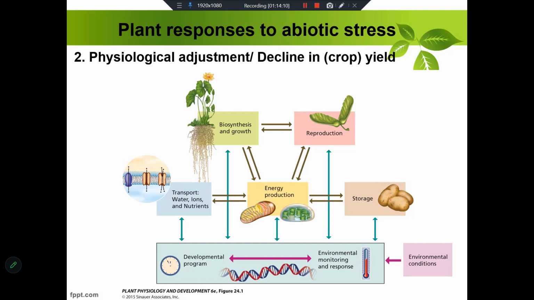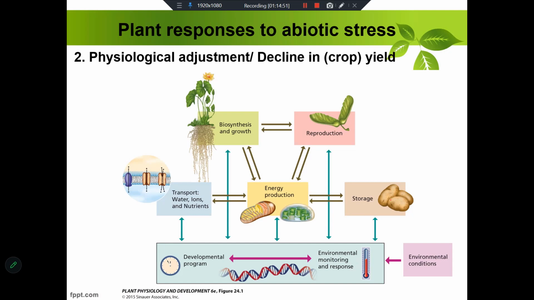So what is the most important thing for a living organism is the continuity of the species. To reproduce, that is the main goal of the species, of an individual living organism. So what will they do? They will reduce their biosynthesis, they will reduce their storage, they will allocate most of their energy for reproduction, because now that is their goal. So they will reproduce faster, and before they die, they will make flowers, they will make fruits, and then die.